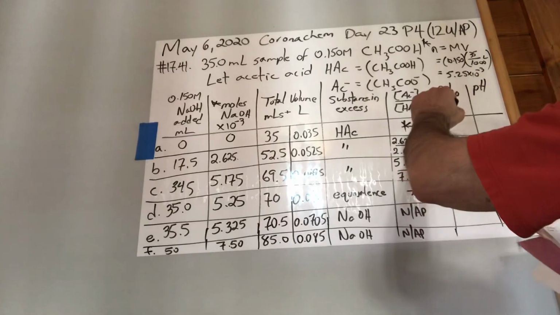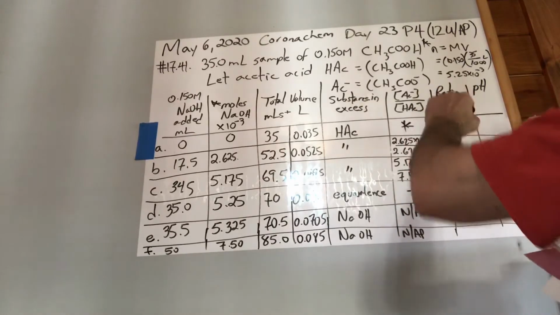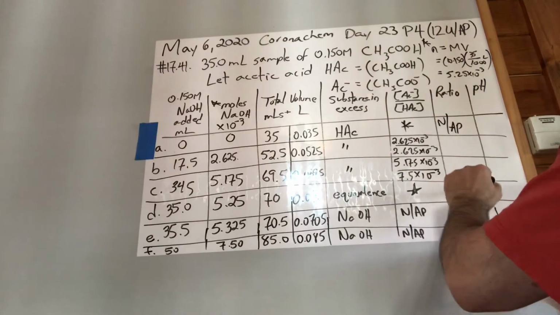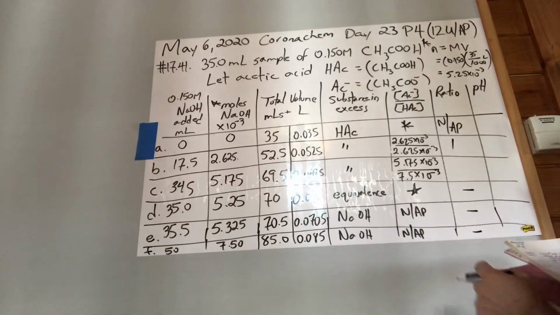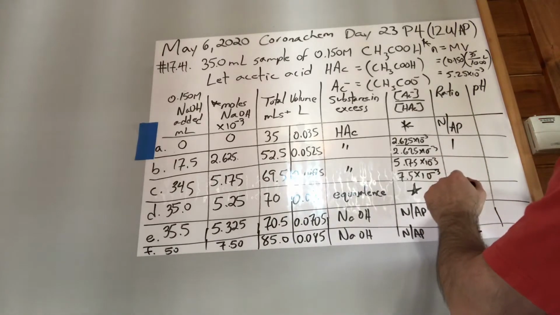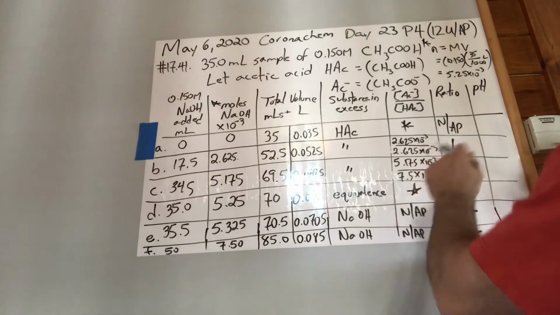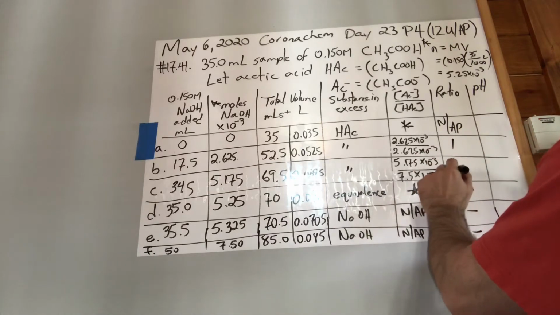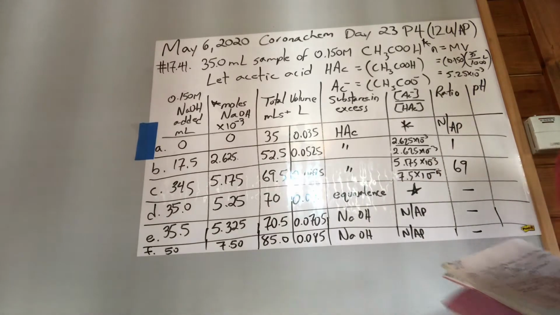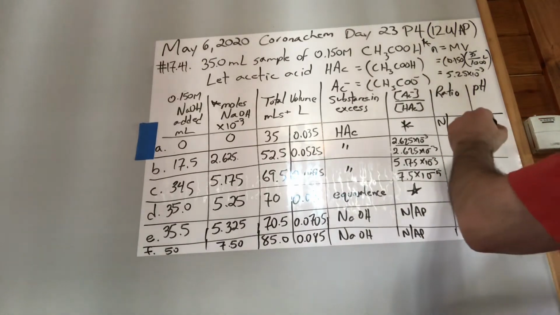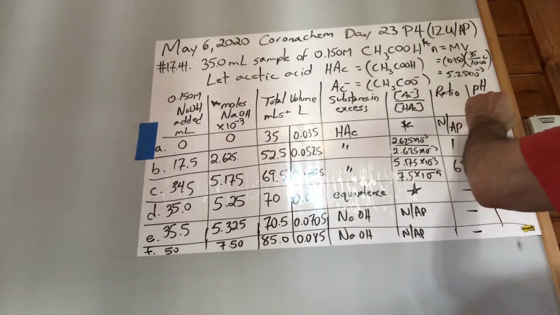So the ratio here is not applicable, and neither is it here. And here the ratio is 1 to 1. Here it's 1 to 69, or 69 over 1. Okay, this must have been a minus 5 then. That's what it was, because the ratio is 69 to 1. Right, and the pHs I get for each one of these are 3.52.